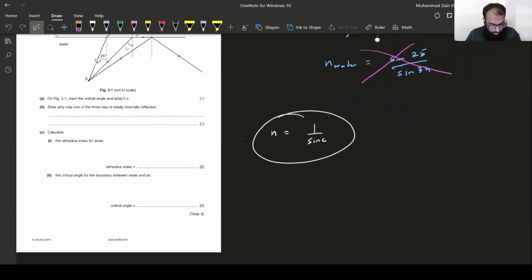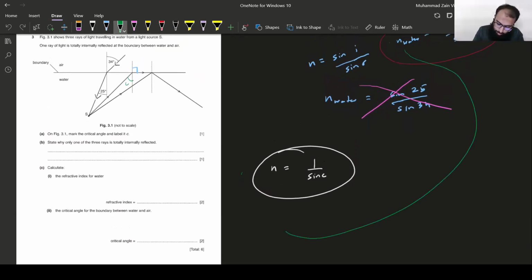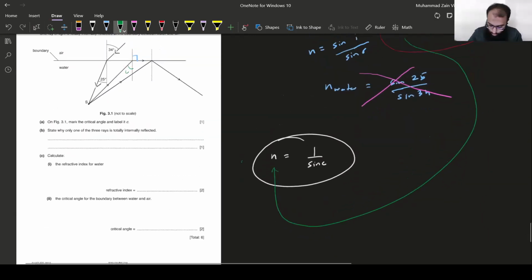The critical angle for the boundary between water and air. Once we find n, we could put n here and simply find c. So that's how we do this part.